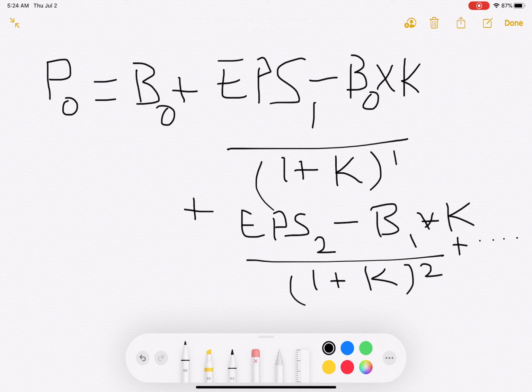Now, similar to the assumption which we made in the perpetual growth dividend discount model, we will assume that the earnings per share will be growing at a constant rate G.